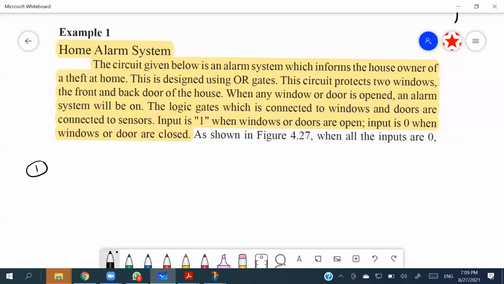So the first thing is determine the inputs and the output. Yeah, people, any suggestions? What are the inputs over here? And what is the output?